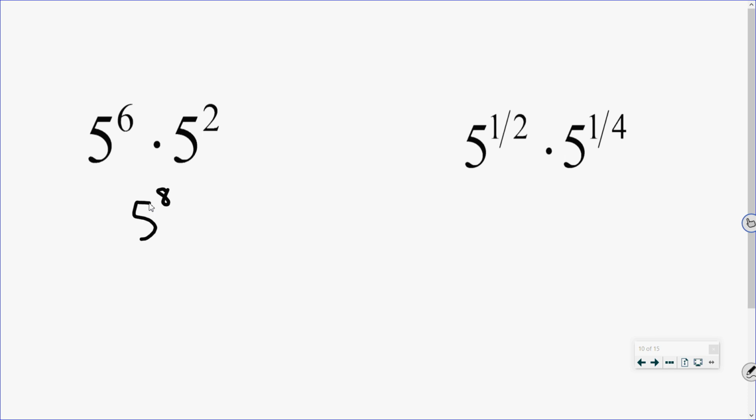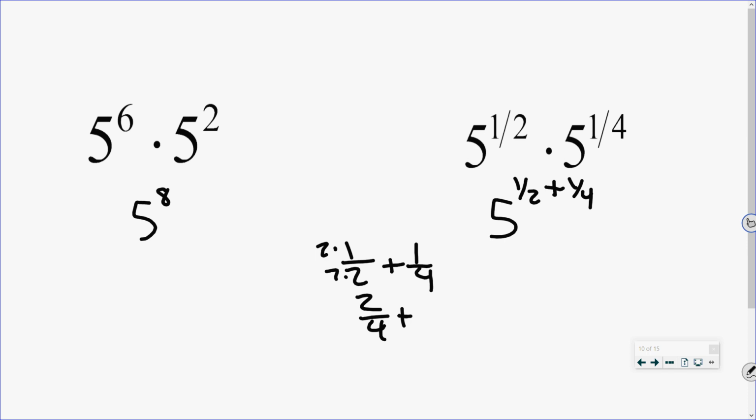Now this gets a little bit trickier. Now I have 5 to the 1/2 times 5 to the 1/4. But the idea is the same. If I multiply things at the same base, the base stays the same, and I add their exponents. The trickiest part is that I have to add 1/2 and 1/4 together. But we know how to do that. Get a common denominator, multiplying top and bottom by 2. We have 2/4 plus 1/4. We add them together, and this answer would be 5 to the 3/4. So keep the base the same, add the exponents. The tricky part is that your exponents will be fractions now.